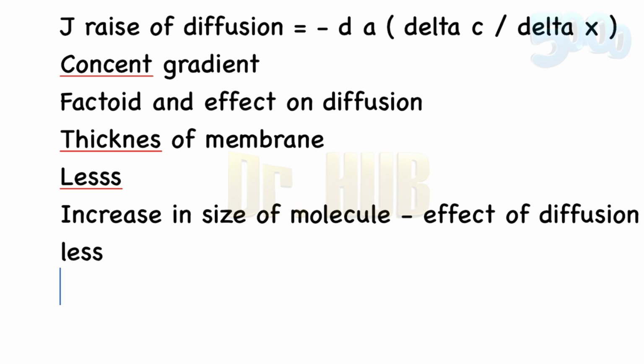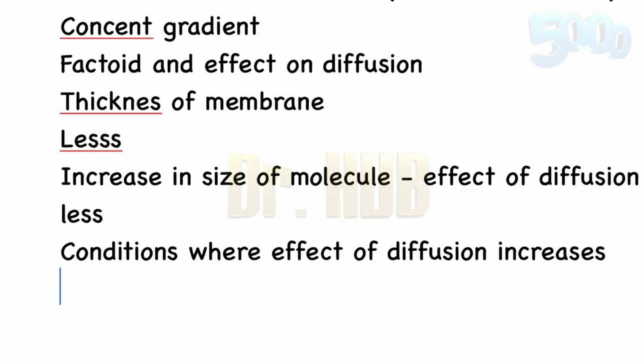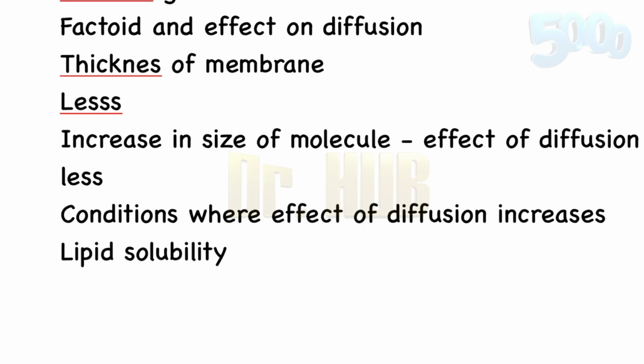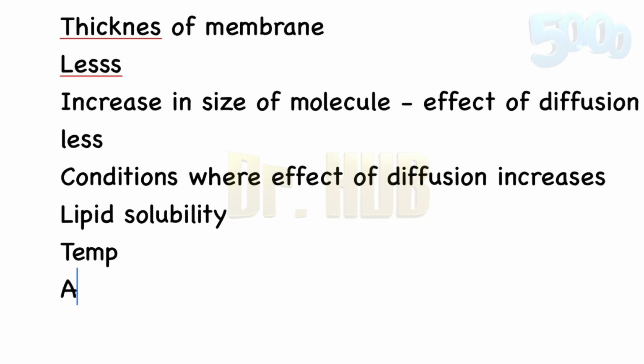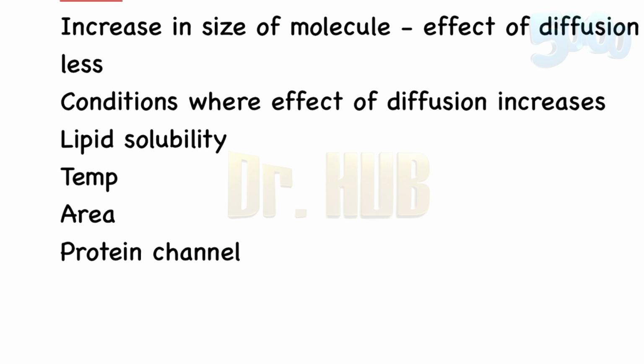Next we look at conditions where diffusion increases. The first one is an increase in lipid solubility. Next, an increase in temperature and an increase in the area of the membrane, as well as an increase in the distribution of the protein channels. So in all these cases, we are seeing an increase in diffusion.